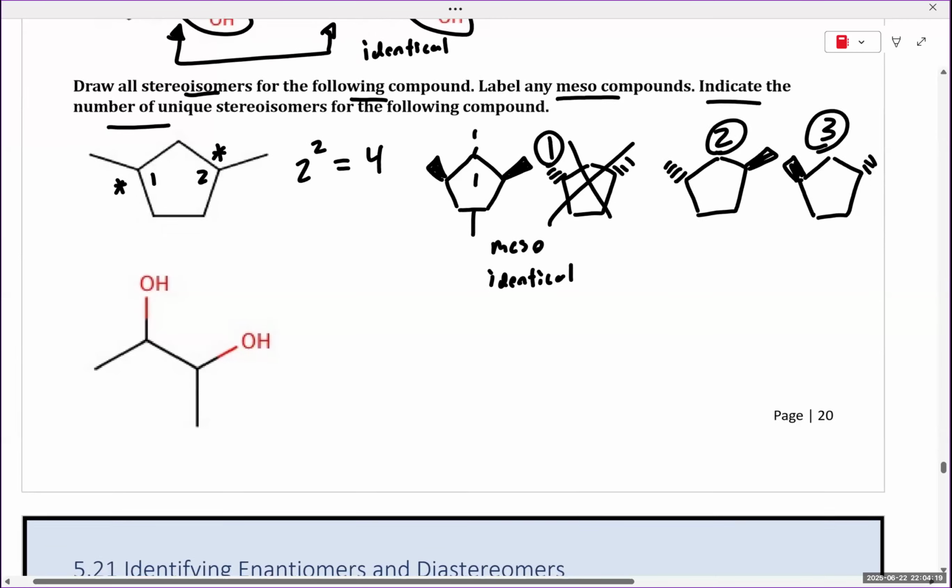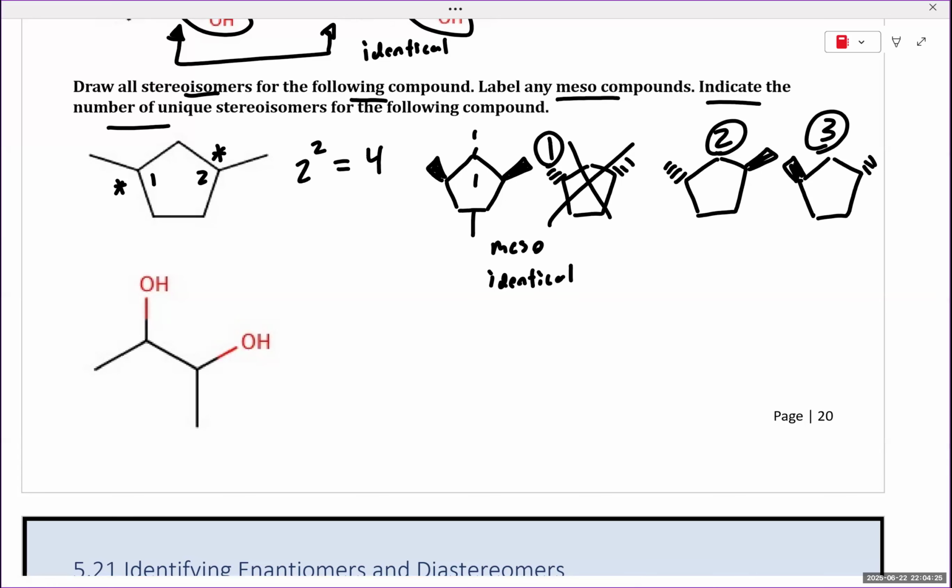So, applying what you've learned from this example, try drawing all stereoisomers for the following diol, and I'd like you to indicate the number of unique stereoisomers for this compound. So pause the video, work through this example, and then we'll discuss momentarily.